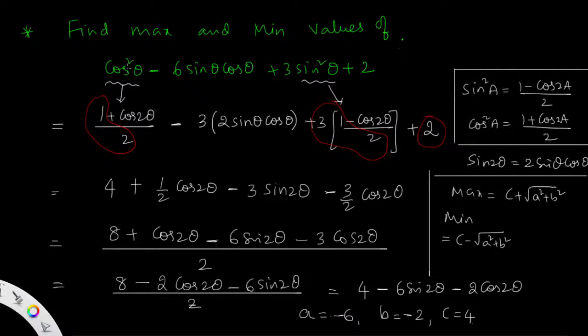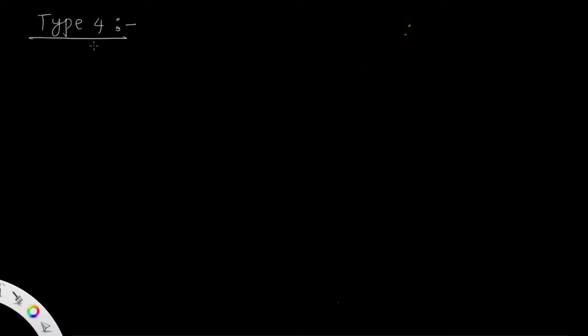You can substitute the formulas, take the LCM and simplify. Then you get the form a sin x plus b cos x plus c. Okay, type 4 is the last method.